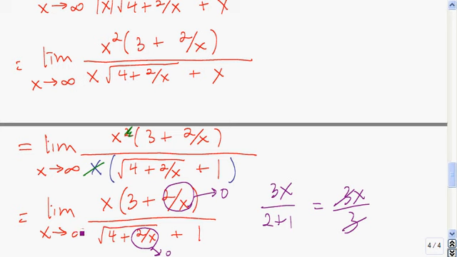So as x goes to infinity, this whole thing goes to 3x over 3, which is just x, and as x goes to infinity, that is just infinity. So the value of this limit is equal to infinity. Therefore, the limit does not exist.